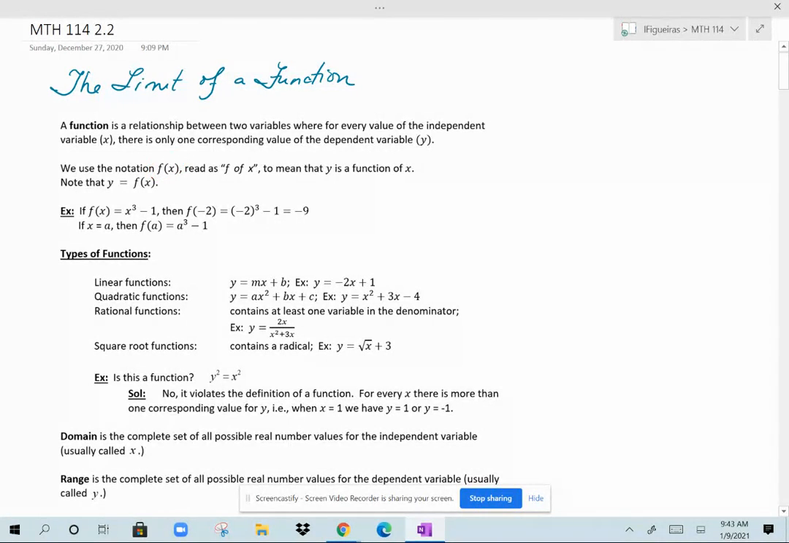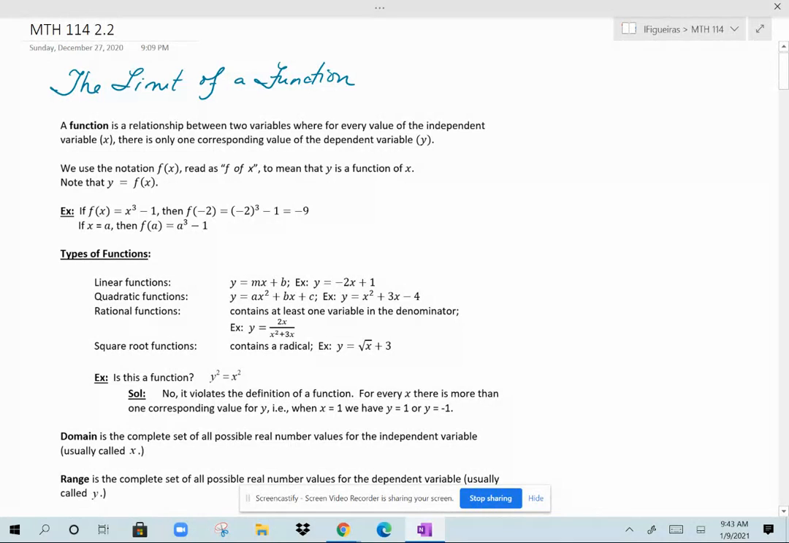Here's an example. We have this cubic function, f of x equals x cubed minus 1. If I wanted to evaluate f of negative 2, that means negative 2 gets substituted in where the x is. So it's negative 2 to the third power minus 1, which gives us a result of negative 9. Your inputs could be variables themselves like this. If x is equal to a, then f of a would just be a cubed minus 1.